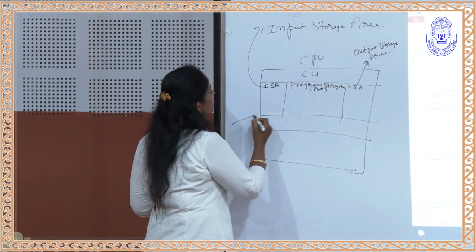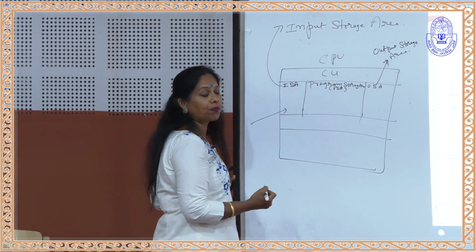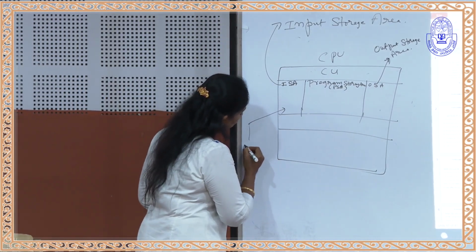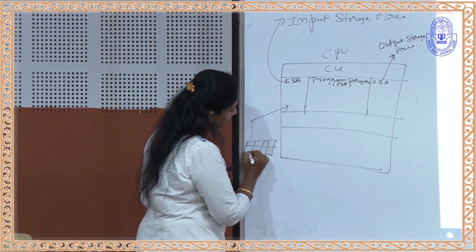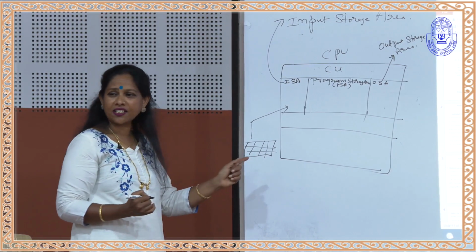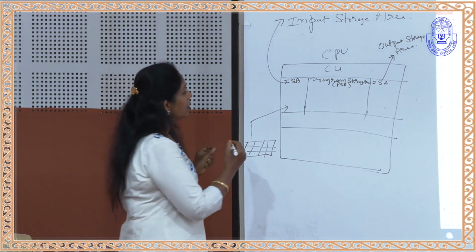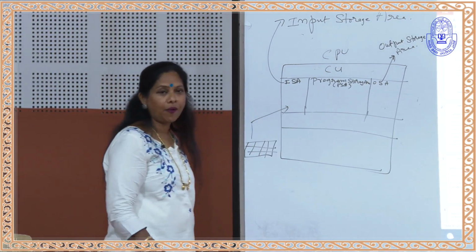So here you have connected a keyboard to the CPU. From the keyboard you are entering the data. This is your keyboard. This is just a rough sketch, you can understand. This is a keyboard. From the keyboard, we are entering the data.